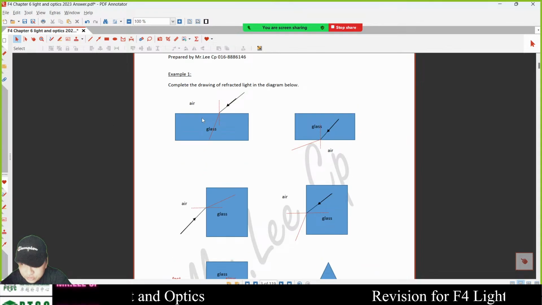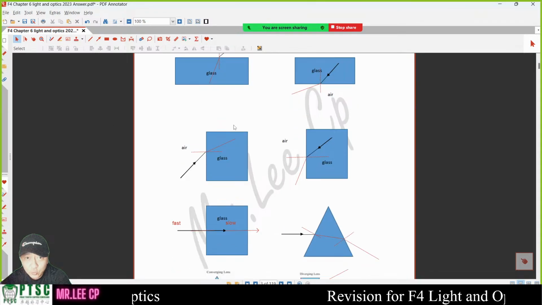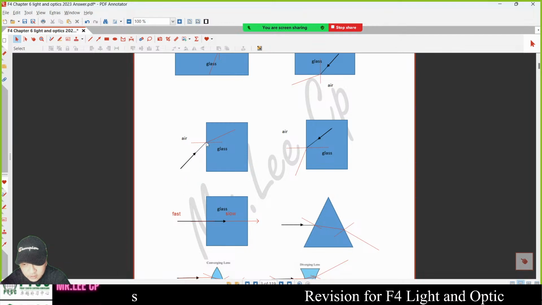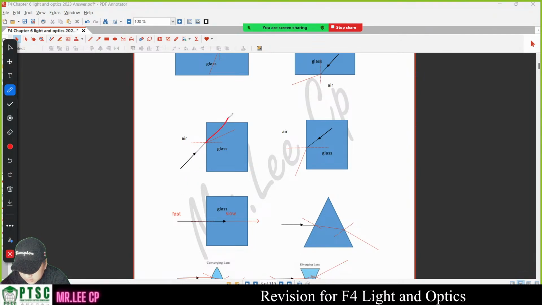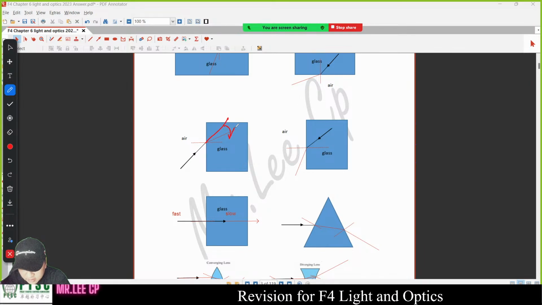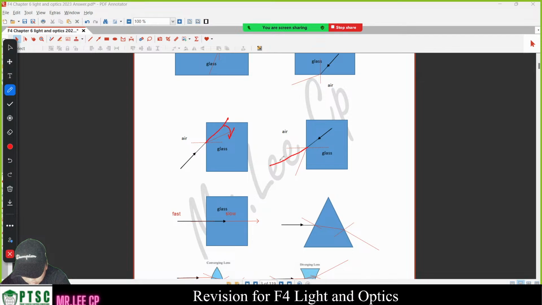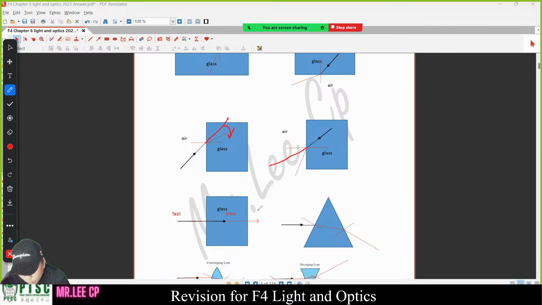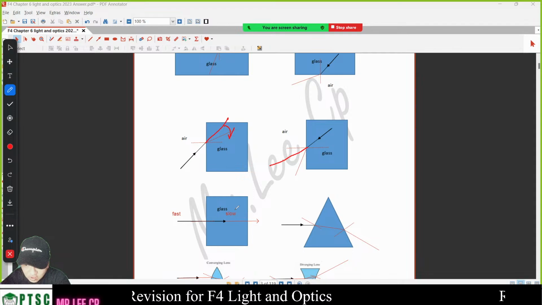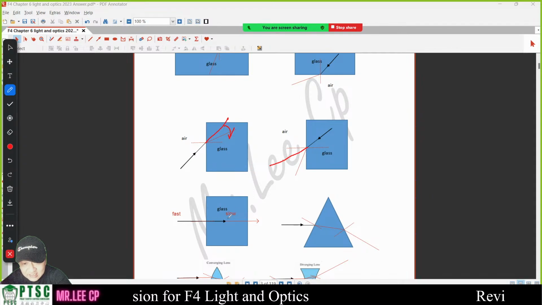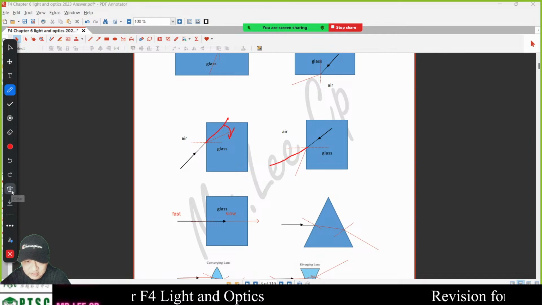So you need to know how to draw. In paper 2 they will ask you how to draw this. When the light goes in here, it bends down. It does not go straight. When the light goes out, it does not go straight, it also bends down, away. If it is not bent in any way, because the incident angle is 0, the reflected angle will be 0 also.